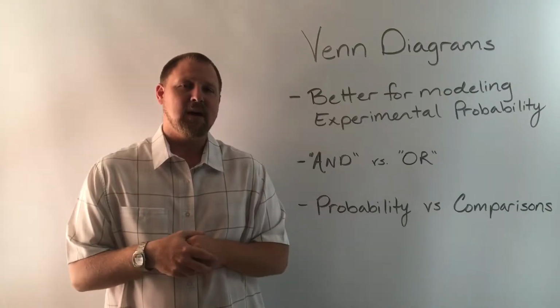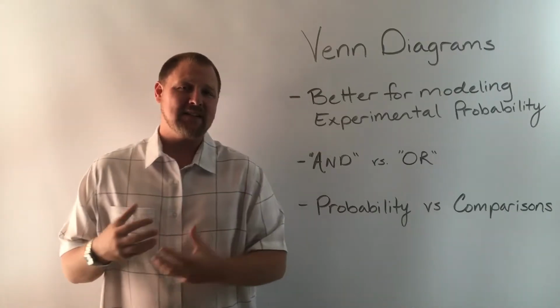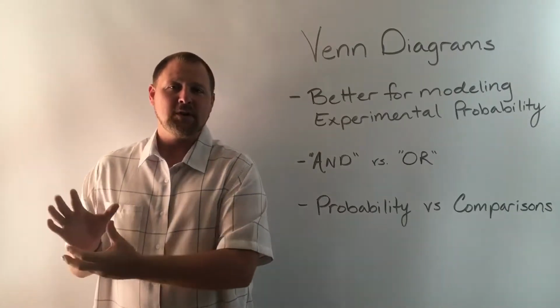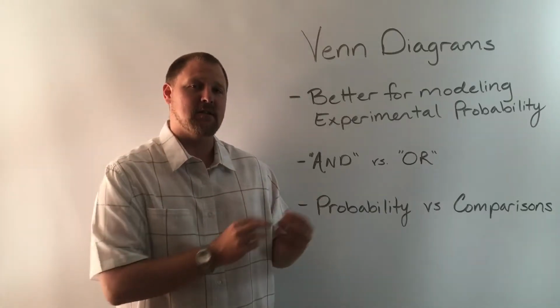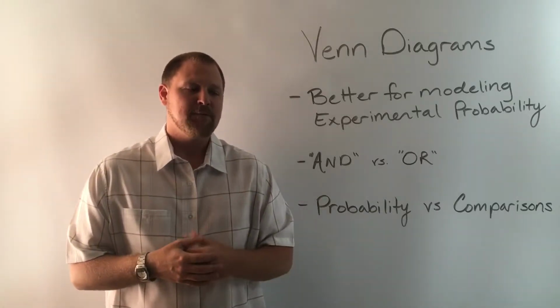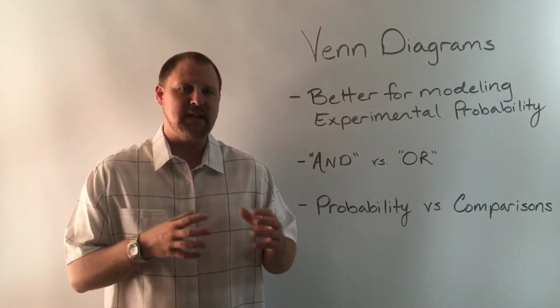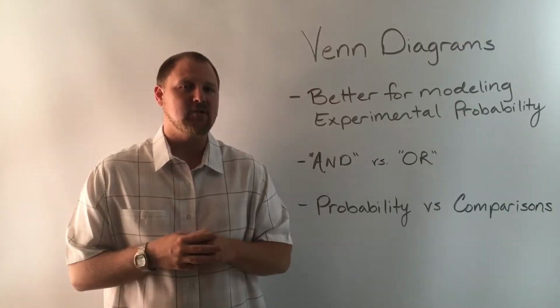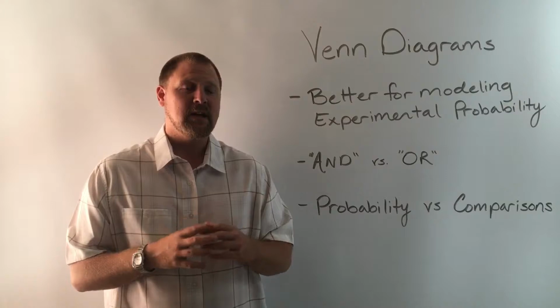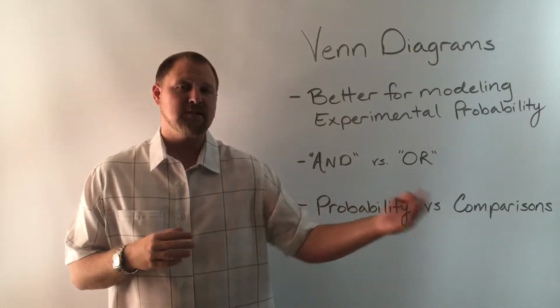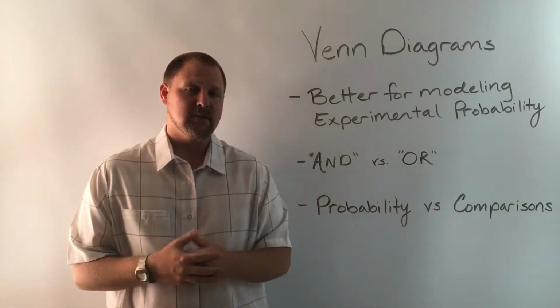However, when talking about probability, now you're talking about data that's associated with one thing, data associated with another thing, and then data associated with both. So whenever they start putting numbers and data in the Venn diagram, it starts making it a little more difficult for them to comprehend and transition from a simple comparison to discussing probability.